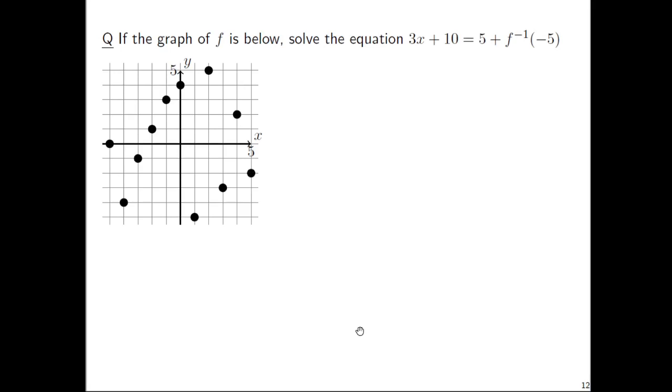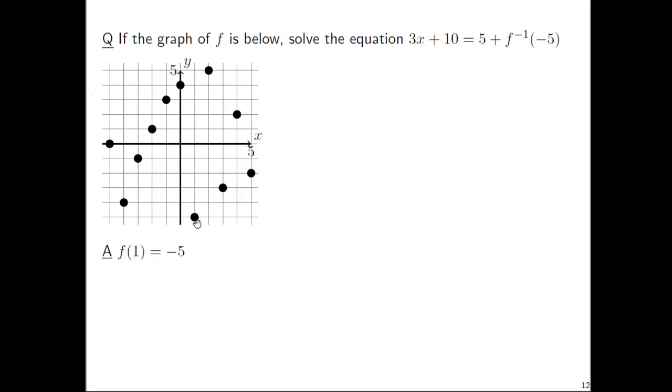Let's try another example. Using the graph of f here below, a function f is described by this picture. Let's solve the equation 3x + 10 = 5 + f⁻¹(-5). So first, let's just simplify f⁻¹(-5). We need to look in the graph. Now, f(-5) would be given by this point, but that's not what we want. We want f⁻¹(-5), so we need the point where the y-coordinate is -5. That's going to be this point right here.